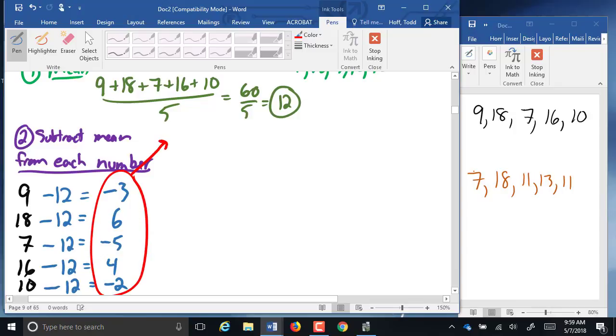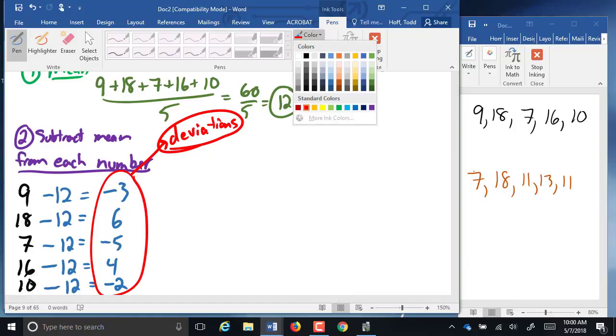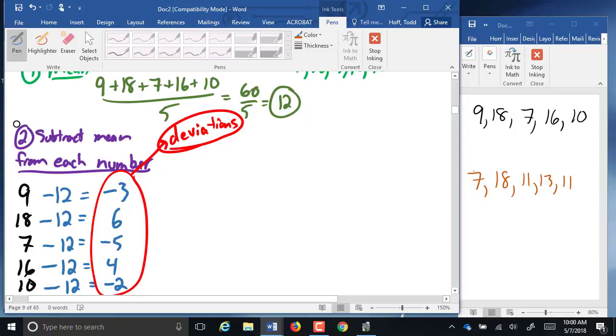The numbers we just found here are called the deviations. So if in the homework it asks you to find the deviations, that's what it's looking for.